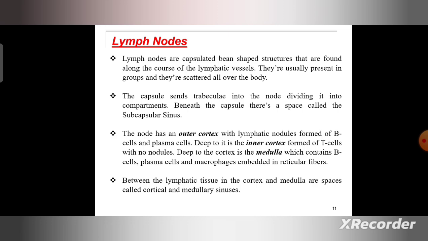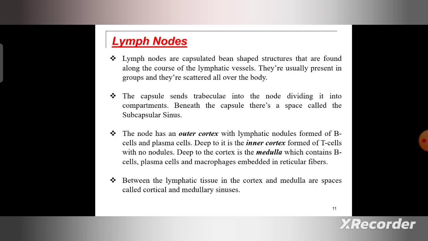Next are the lymph nodes. Lymph nodes are capsulated bean-shaped structures that are found along the course of the lymphatic vessels. They are usually present in groups and they are scattered all over the body. The capsule sends trabeculae into the node, dividing it into compartments. Beneath the capsule, there is a space called the subcapsular sinus.